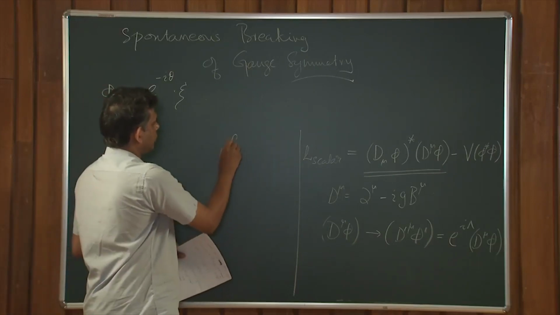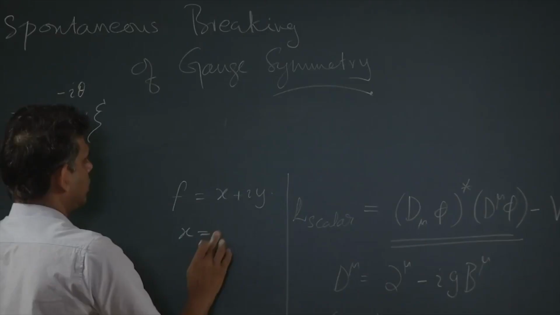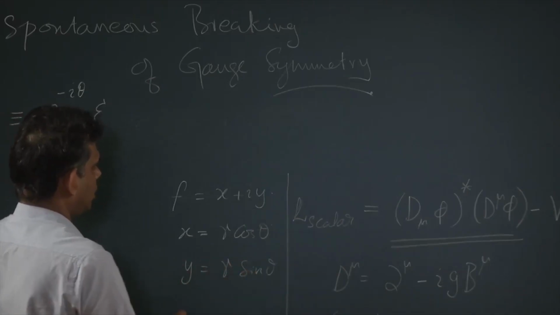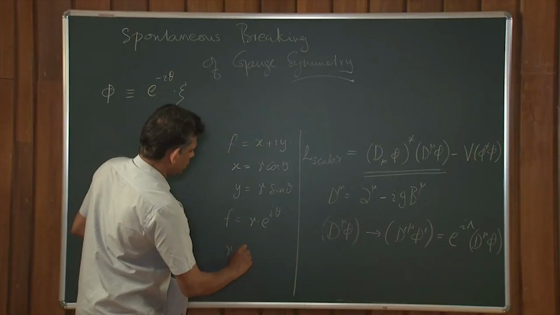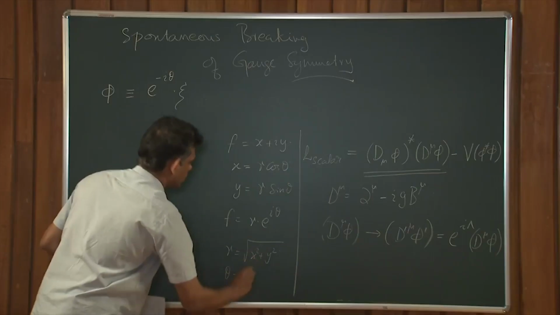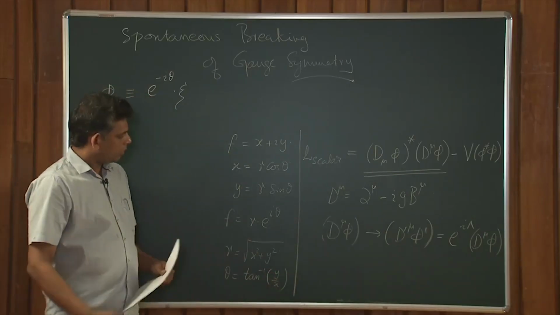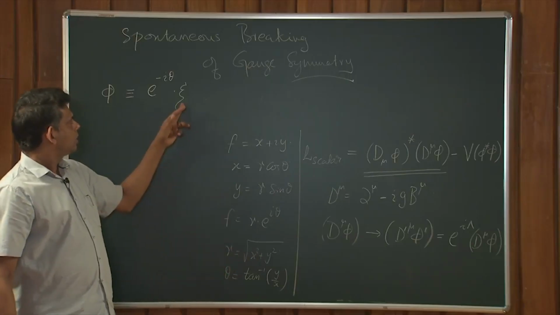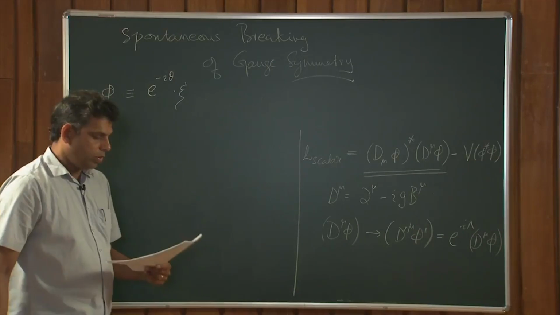For example, you can consider a function x plus I y and write x as r cos theta and y as r sin theta. That will give you r e power I theta, and r is nothing but the square root of x square plus y square, and theta is, when you divide this by this, tan inverse of y by x. This is very familiar to you. So, you can always write a complex field phi in terms of the magnitude and then the phase factor. All right. Why are we doing it?